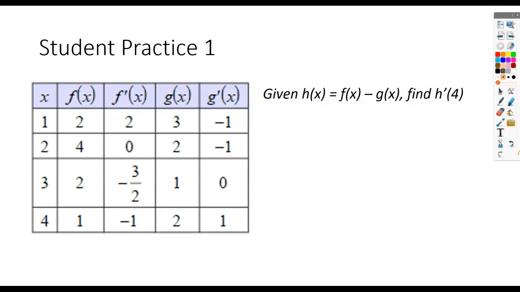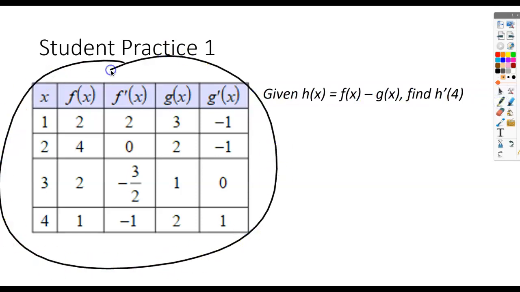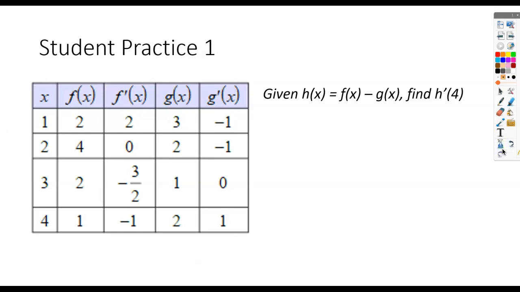All right, so here's one for you. You guys are going to do this using this table here. I'm not sure if it's the same table or not, but it looks like it might be the same table. But using that table, I want you guys to do this. Let h of x be f of x minus g of x, and I want you guys to find h prime of 4. Okay, so pause the video here and see if you guys can find h prime of 4.